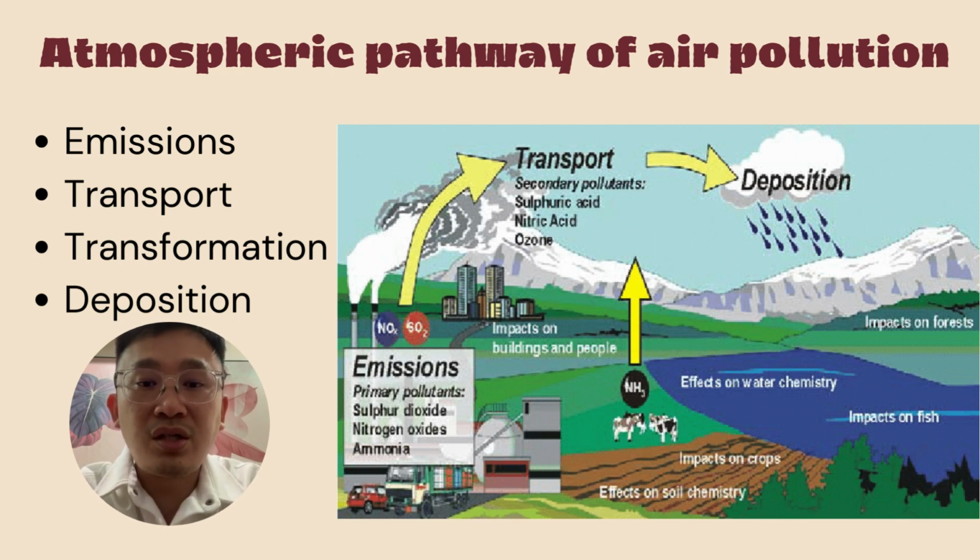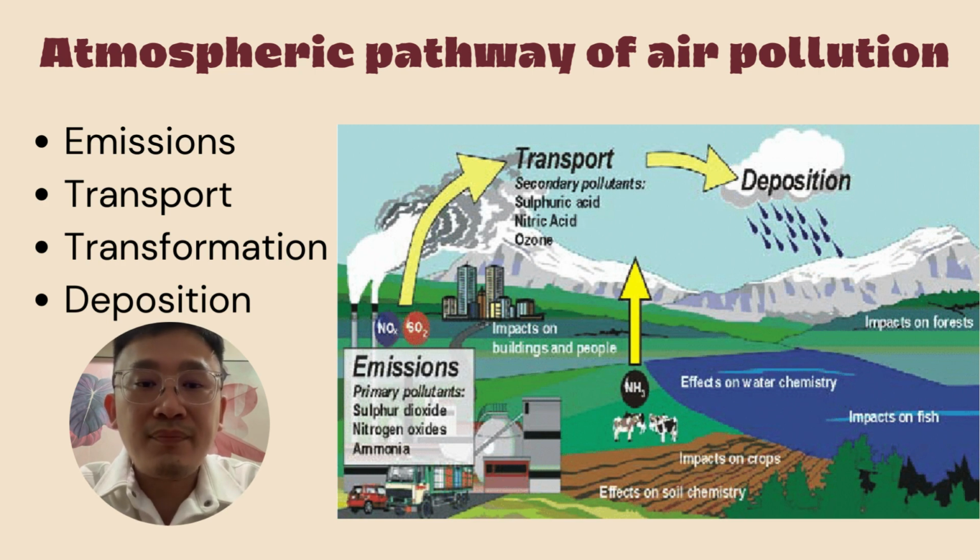The first stage in the atmospheric pathway of air pollution is emissions. Primary pollutants are directly released into the atmosphere from various sources, including vehicles, industry, power plants, and wildfires. Examples of common primary pollutants include carbon monoxide, nitrogen oxide, sulfur dioxide, and particulate matter.